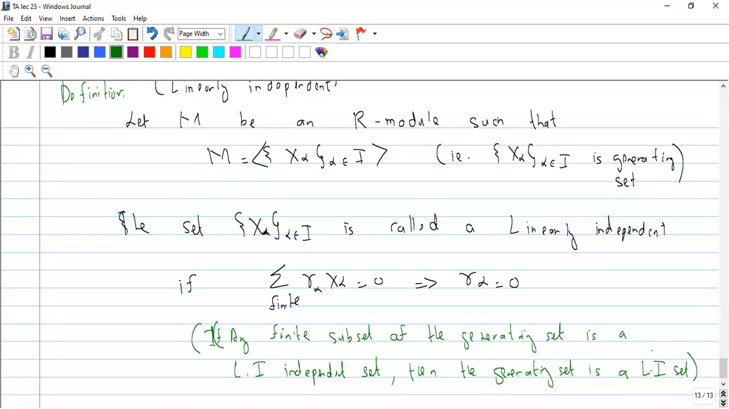So how can you show an infinite set is linearly dependent? You can show it this way: whenever you take a finite subset of it, it is linearly dependent. So if it is possible that a finite subset is linearly dependent, then we will say the whole generating set is a linearly dependent set. That's why in this definition I put the condition on finite combinations: a generating set is called an independent set if whenever I construct a finite linear combination with the help of the generating set and that linear combination is equal to 0, then all scalars should be equal to 0. So this is the definition of a linearly independent set.